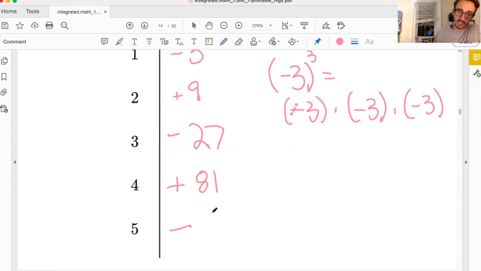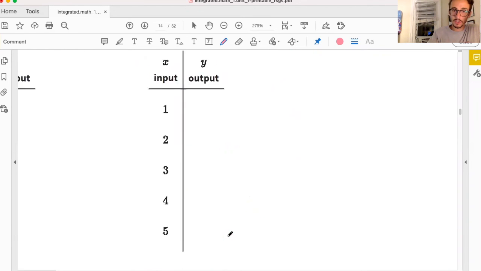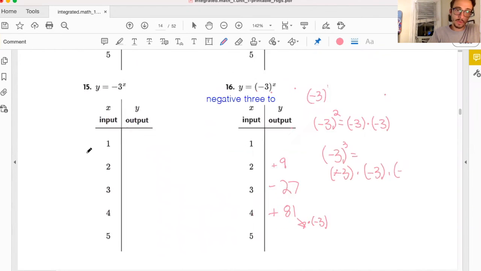Finally, down here, 81 multiplying again with -3, 243. And again, it's negative. Huge deal. So how does that differ from over here?